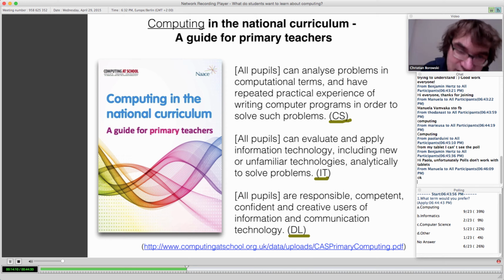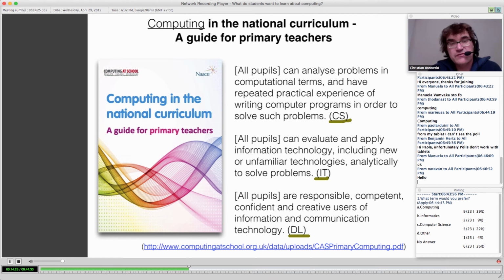All peoples are responsible and competent, confident, and creative users of information and communication technology. That means computing. So it's for me, okay, it means all things that I find important.